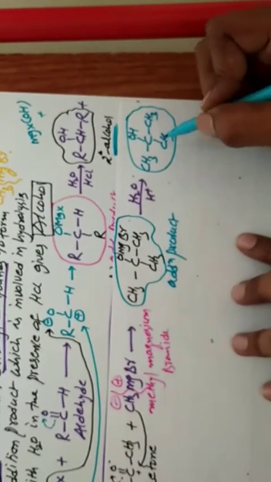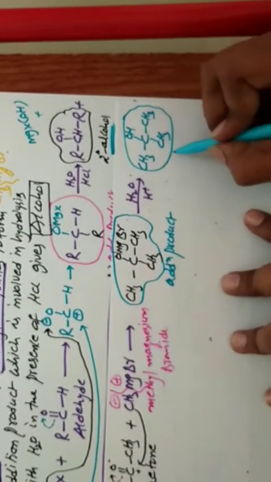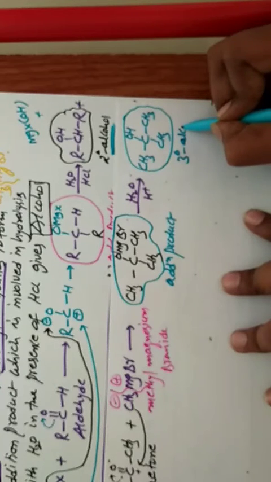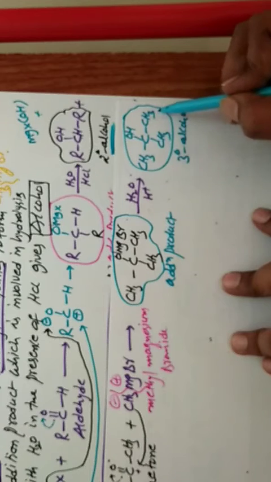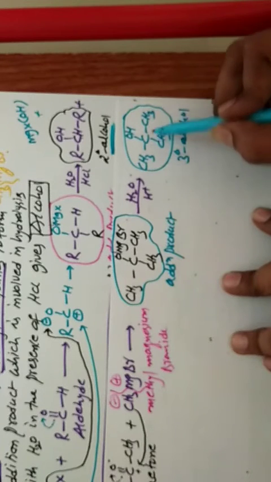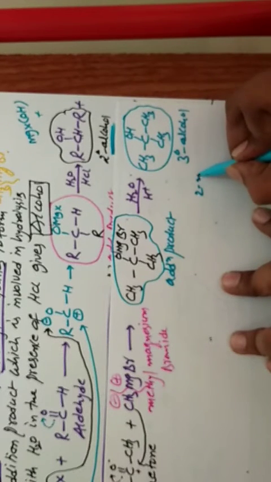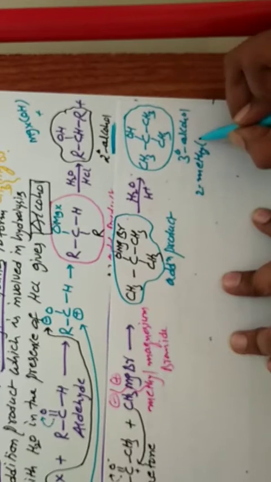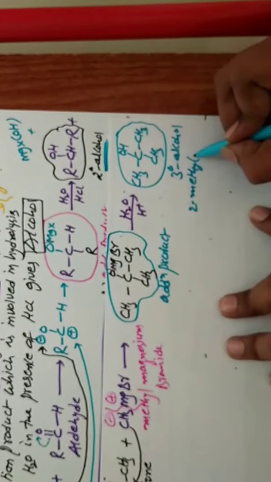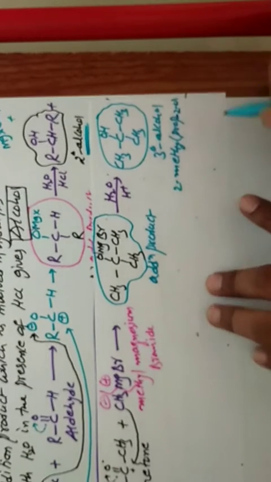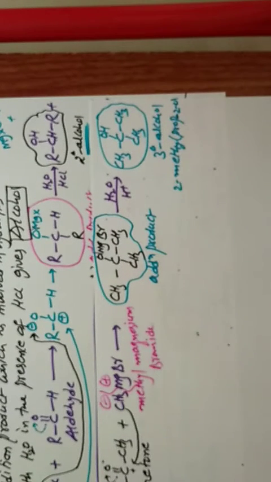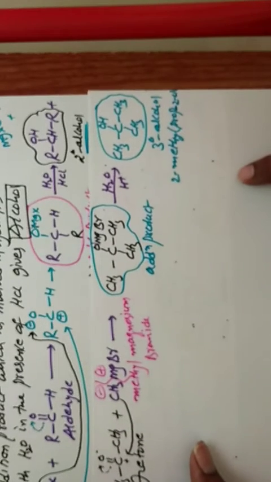What type of alcohol? Primary or secondary or tertiary? This is the tertiary alcohol. What is this name? This is the main chain, second carbon, 2 methyl. So 2-methylpropan-2-ol. This is the reaction.